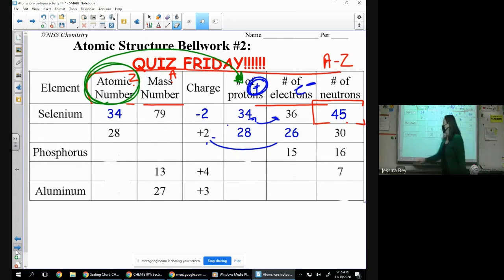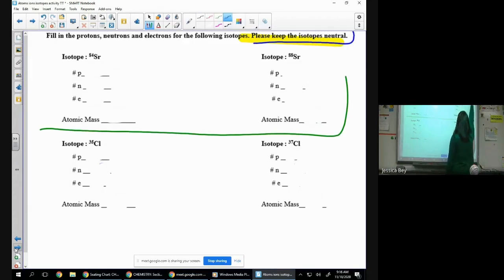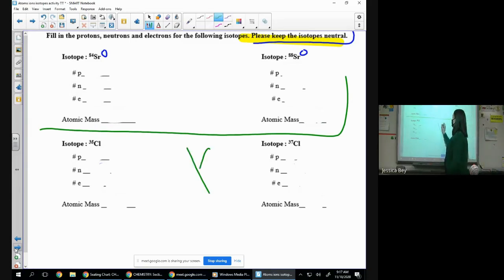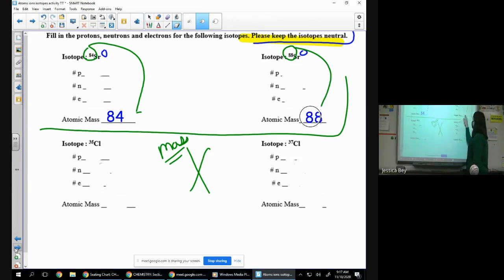Awesome. On the back, the trickiest part of this question here is it says, please keep the isotopes neutral. And it's trying to ask you, what is the difference between 2 strontium isotopes of each other? Now, remember, when you write your full atomic symbol, the mass is up in the front. So that means that this number tells me the mass of that strontium. So that one's going to be 84. And this strontium is going to be 88.